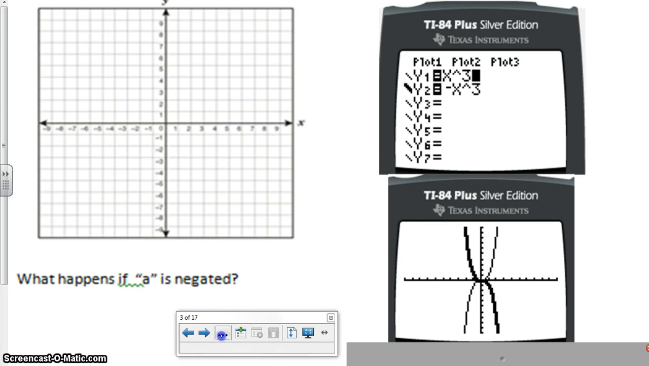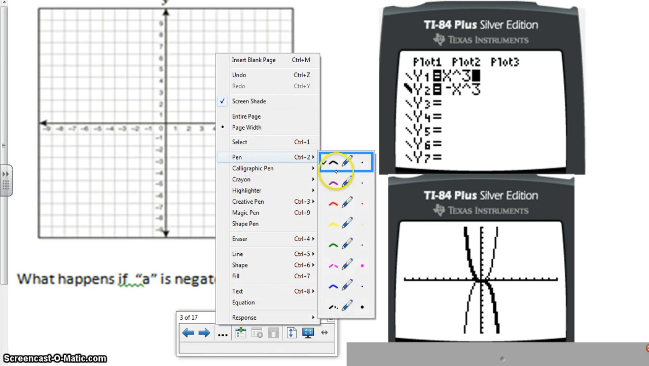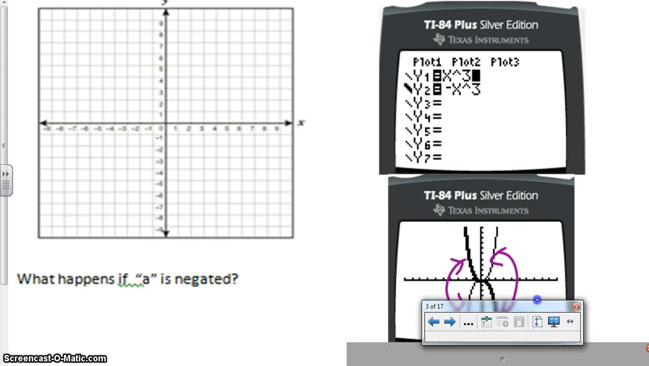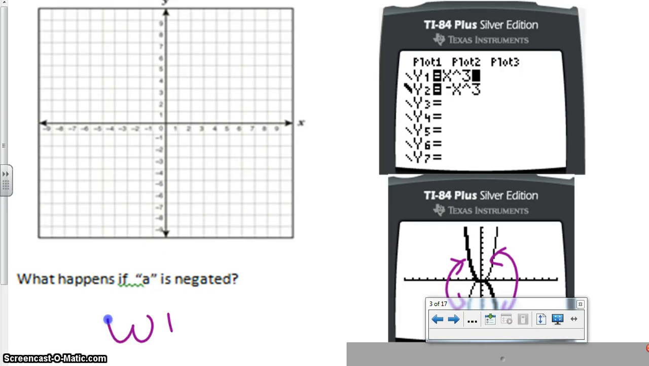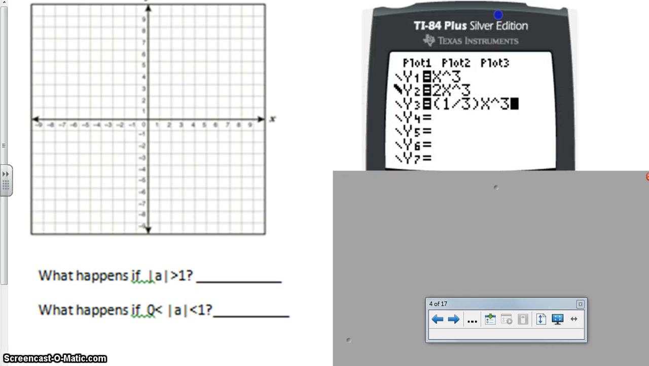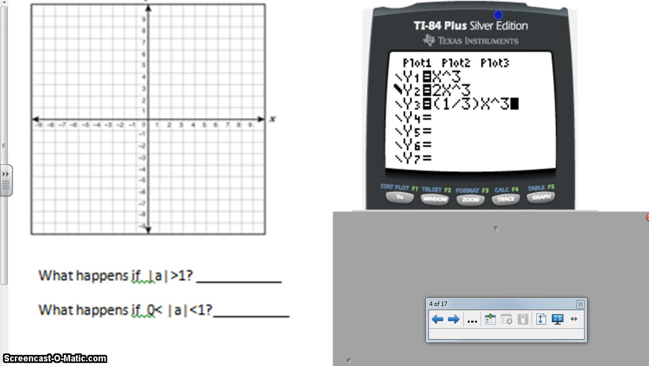This part right here, okay, this is real important that you remember this. This part did indeed go here, and this part did indeed go here. So there is a reflection over the x. Please make sure that you go ahead and write your information and graph using the different colors, and then move on. All right, so what happens if the absolute value of a is greater than 1 or a is between 0 and 1? Let's go ahead and put this information in.